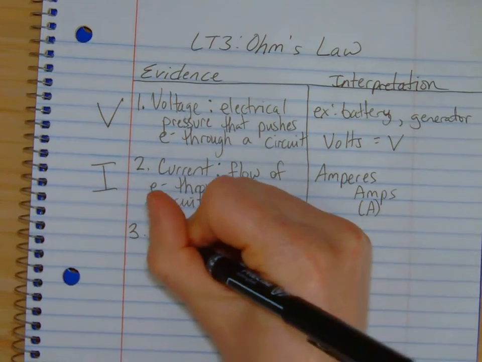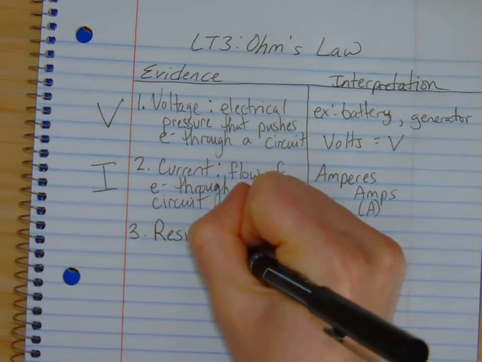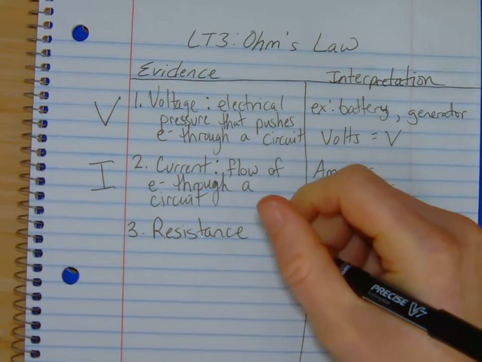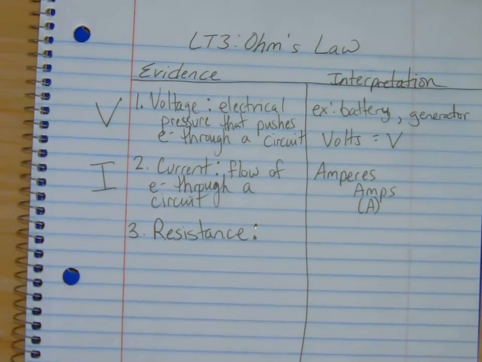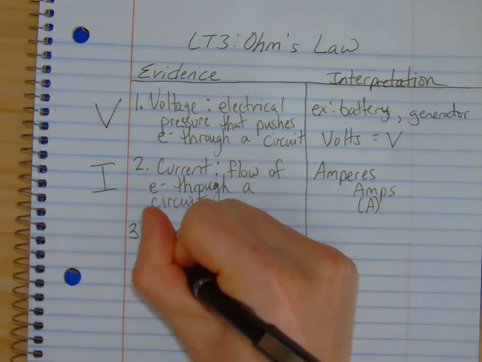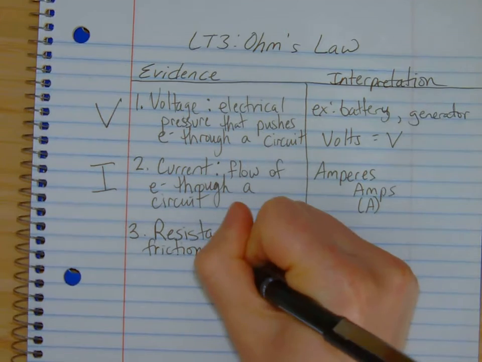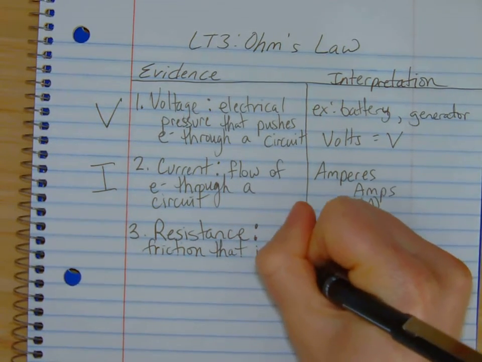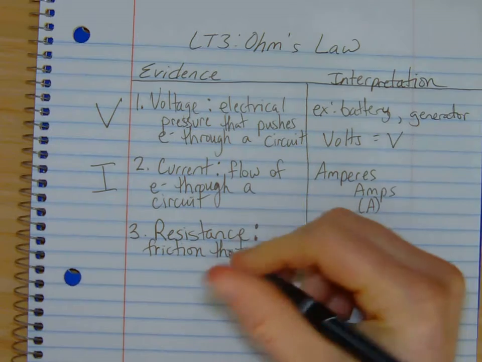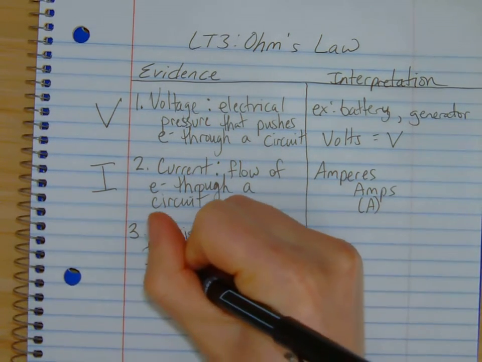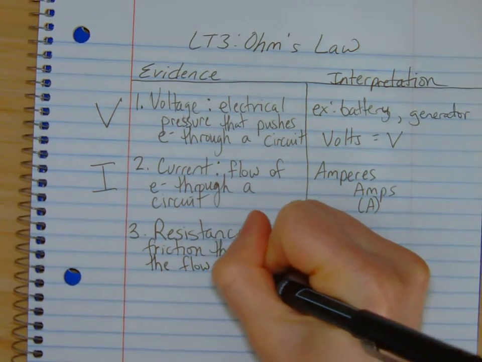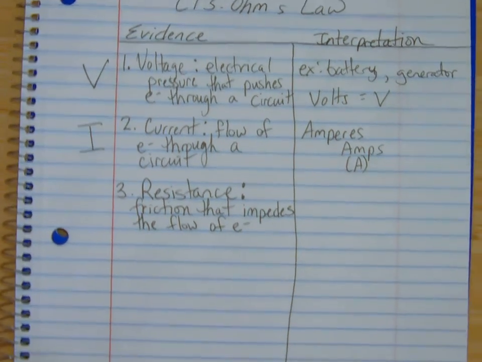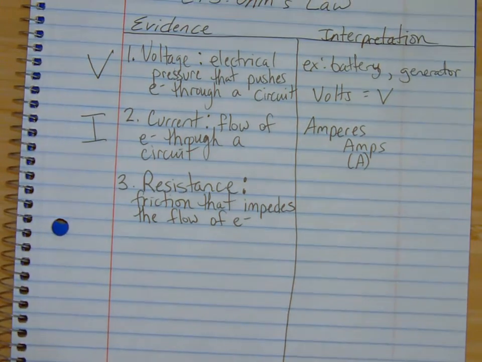The third thing is resistance. Okay, we all have a working knowledge of what resistance means. So if you go diving across the floor, friction would resist you, right? It would slow you down. So think of resistance as the friction that impedes, I-M-P-E-D-E-S, the flow of electrons. So it tries to slow them down as they're going through the circuit.